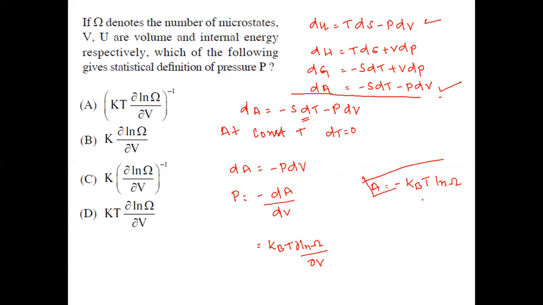We have one more relation for the Helmholtz free energy: A is equal to minus kB T ln omega, where kB is the Boltzmann constant and T is temperature. So you just substitute the value of A. The Boltzmann constant and temperature are constants, taken out of the differentiation, and kB T dou ln omega by dou V would be the answer. So the correct answer for this question is kB T into dou ln omega by dou V, where kB is the Boltzmann constant.